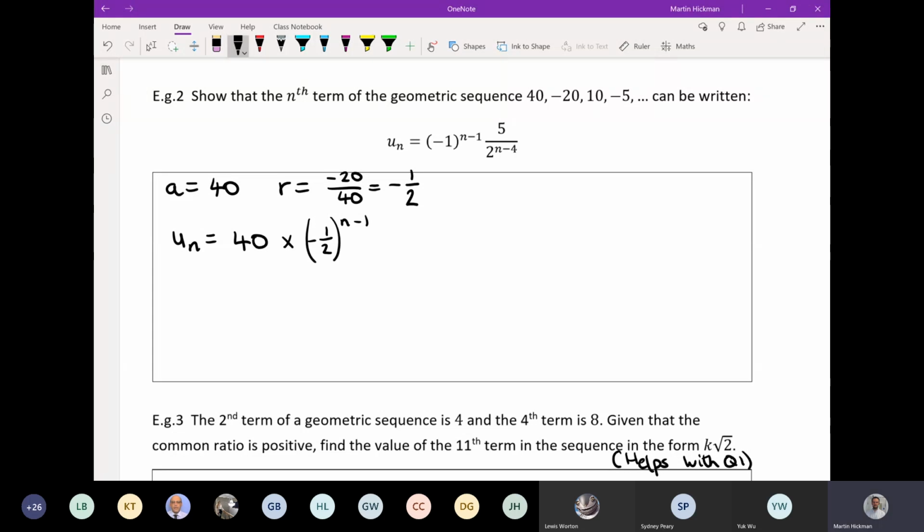Now, if I look at the 40, I can see that I haven't got 40 in what I'm being asked to show here. But I have got a 5 and I have got something that's 2 to the power of. So I want to think of 40 as, well, I've got a 5 in there, so let's rewrite 40 as 5 times something. To make 40, we do 5 times 8. Yet again, I haven't got an 8 in there. So instead I'm going to think of the number 8 as 2 to the power of 3.